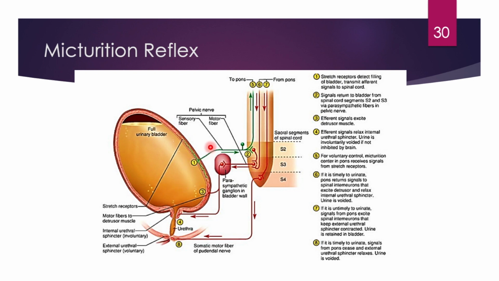Stretch receptors also send signals to the pons. If it is convenient to urinate, the pons will return signals to excite the detrusor muscle to contract and to relax both internal and external urethral sphincters, so urine may be voided. However, if it is inconvenient to urinate, the pons will send signals to the external urethral sphincter via somatic motor fibers of the pudendal nerve to keep the external urethral sphincter contracted, so urine will be retained in the bladder.